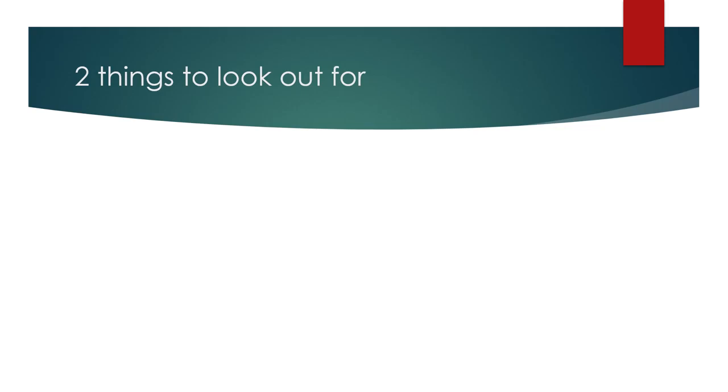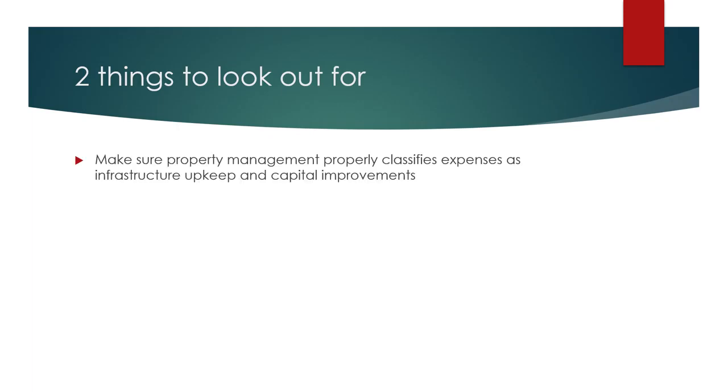Now that you have a better handle on how to monitor your replacement reserve account's activity, and now that you know where to look on your profit and loss reports for both infrastructure upkeep and capital improvement expenses, here are 2 things to look out for. First, make sure your property manager is classifying things correctly.